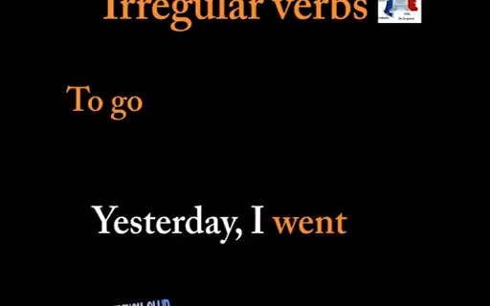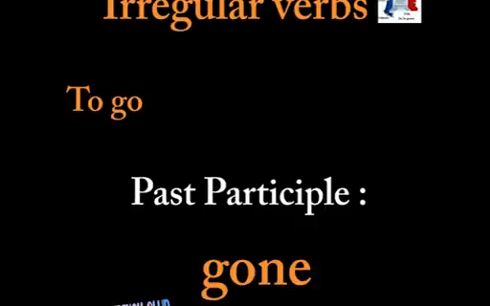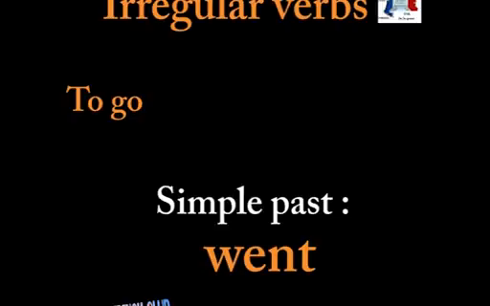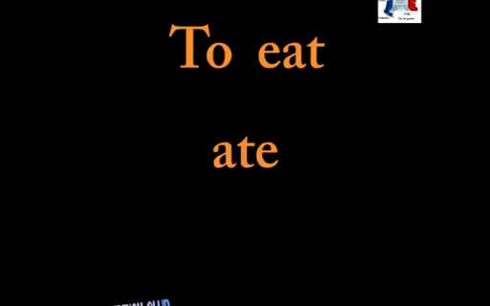So to go will be yesterday I went, and today I have gone. My past participle for this verb is going to be gone, and my simple past for this verb is going to be went, which you can see are different. We've got three different words there: go, gone, and went, which are completely different. That's why they're called irregular verbs. So in English, you've got these two groups, regular verbs and irregular verbs. Regular verbs, all of them take ed in the past and they never change. And irregular verbs change. To eat, I ate, eaten. To go, I went, gone. To see, I saw, seen. So these are verbs you obviously know better than I do.